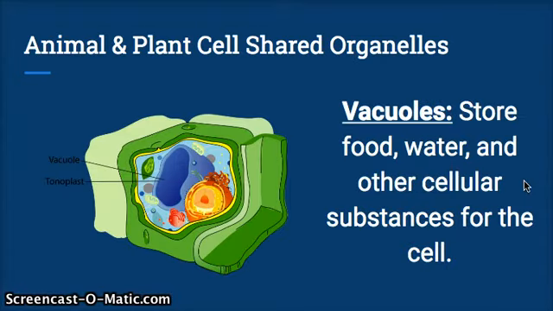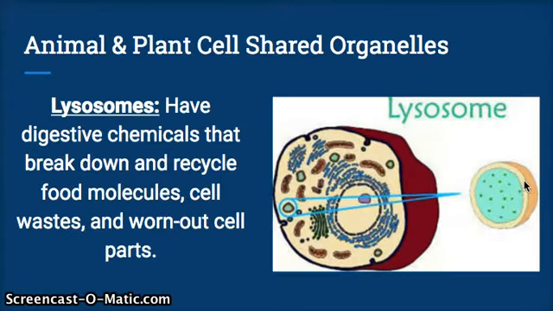Vacuoles are simply storage for the cell. They store food, water, and other cellular substances. Lysosomes is the last shared organelle that we'll talk about, and lysosomes have these really cool digestive chemicals that break down food molecules, cell wastes, and worn out cell parts for the cell.